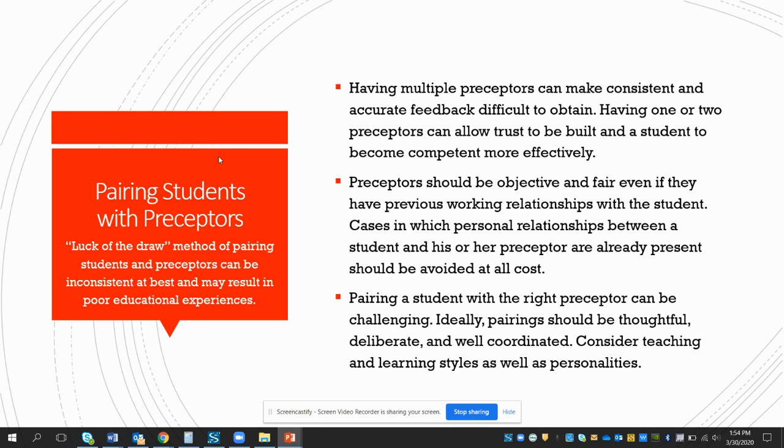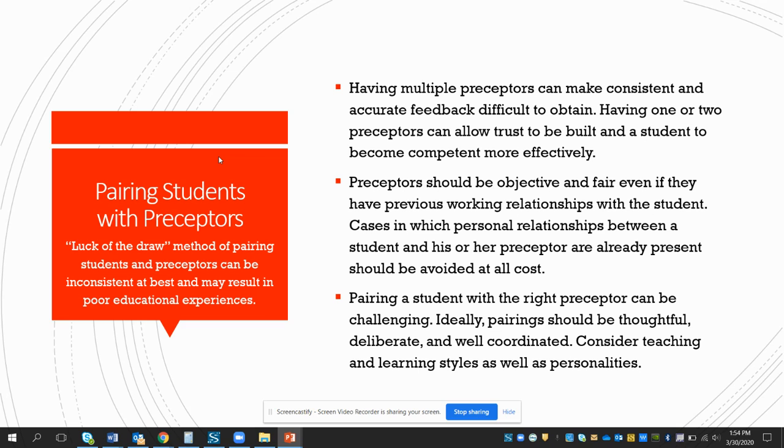Preceptors should be objective and fair, even if they have previous working relationships with the student. Any case in which a personal relationship between a student and their preceptor is already present should be avoided at all costs. So not if they know who they are, but if they already have some type of personal relationship outside of work, they definitely should not be paired together.